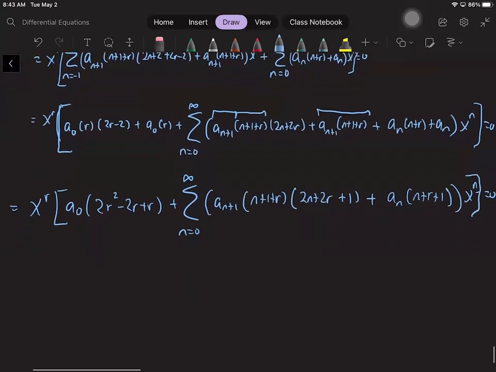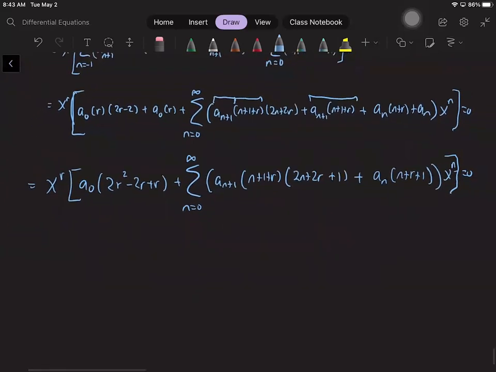Okay, so just like before, this gives us the indicial equation. So I get 2r squared minus r equals 0, or r times (2r minus 1) equals 0. So I get 0 and 1/2 again. I get two different r's again, which I think is going to give us two series solutions again. We'll see.